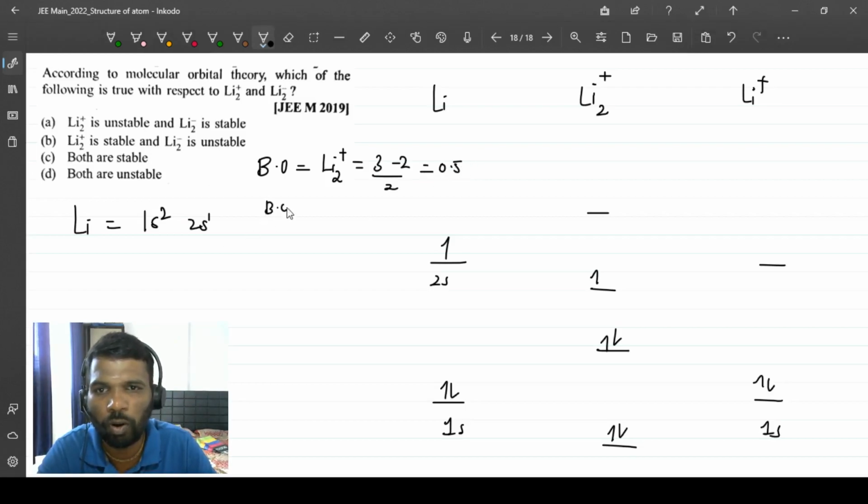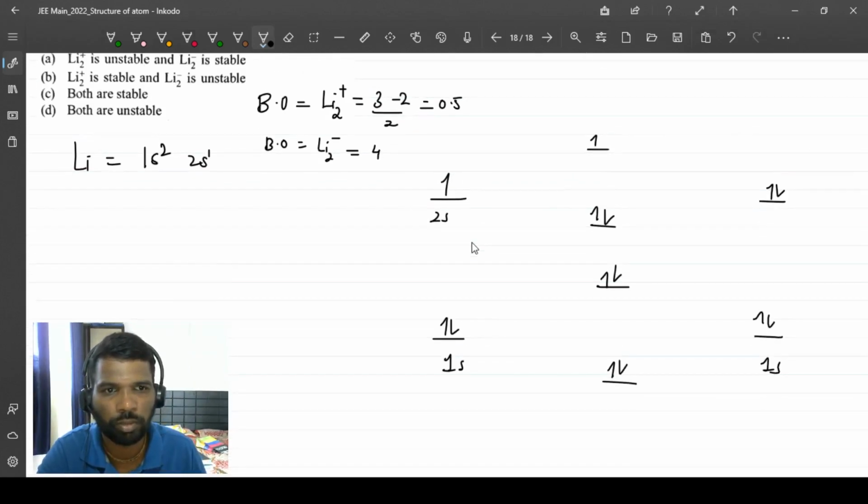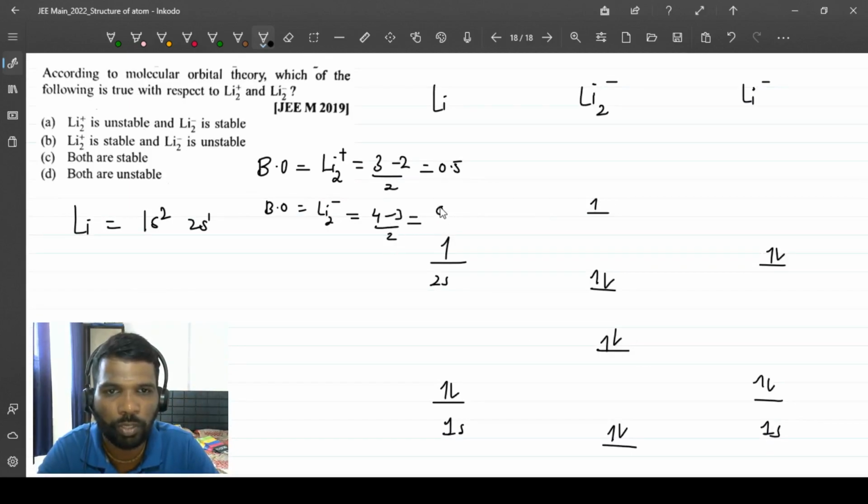Now what is the bond order for Li2 minus? It means over here I will make this minus, like this is lithium, this is lithium minus, which means I'm adding one electron, so this is 1 and this is 2. So what would be the bond order for this? What would be the bond order for this? So bonding electrons there are 4, right? 1, 2, 3, 4, and the anti-bonding, this is 2 and this is 1, so this is 3 by 2, which is equal to 0.5.